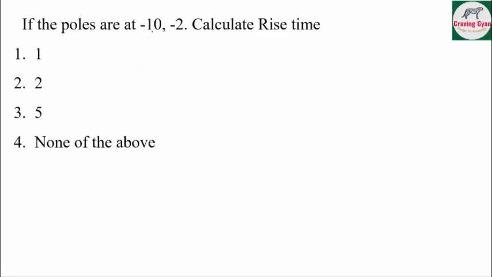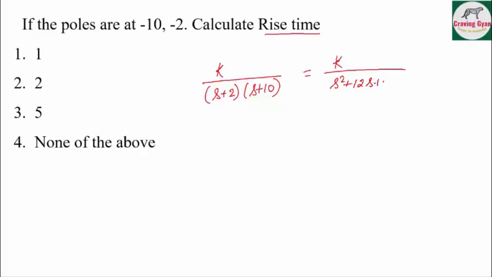If the poles are at minus 10, minus 2, calculate the rise time. Most of the persons will solve it by writing k divided by the poles, which are at s plus 2, nothing but minus 2. We represent it as s plus 2 into s plus 10. Now they are going to convert it into our standard expression, that is s square plus 12s plus 20. Right? They are going to multiply by 20 and 20 over here.